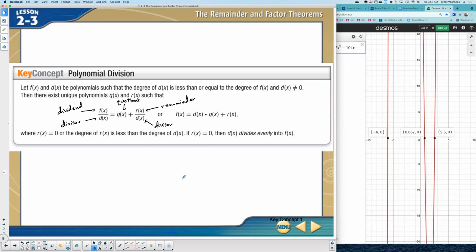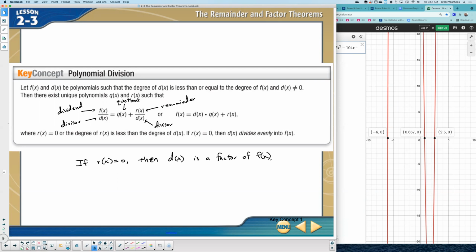If you have 0 remainder, it's a factor. I'm going to put that on there. If your remainder equals 0, then if R of x equals 0, then d of x is a factor of f of x. How about these math symbols?